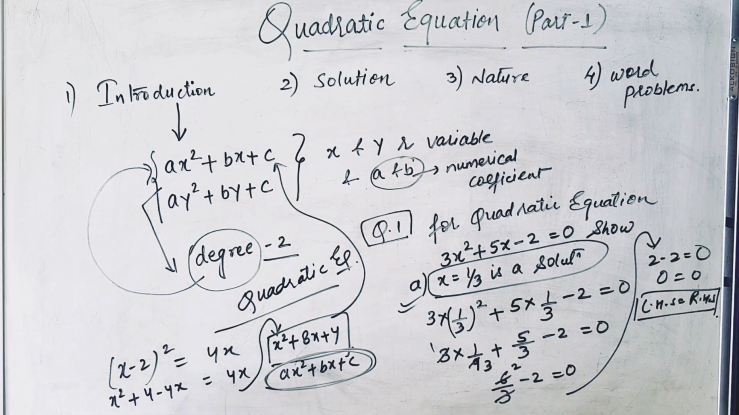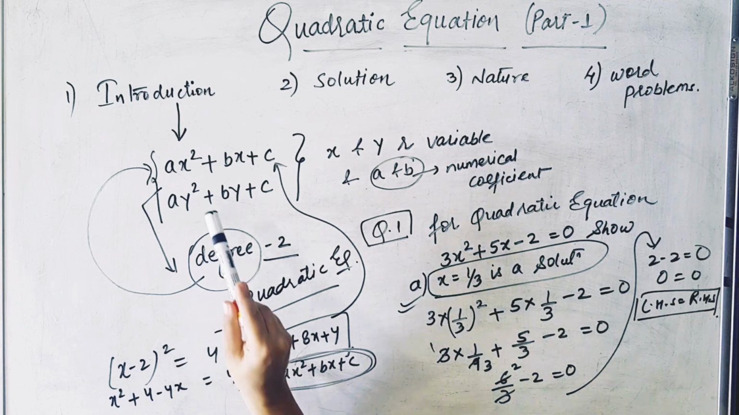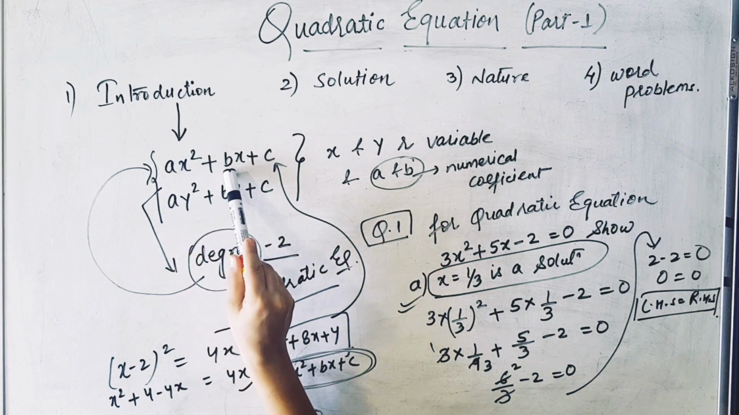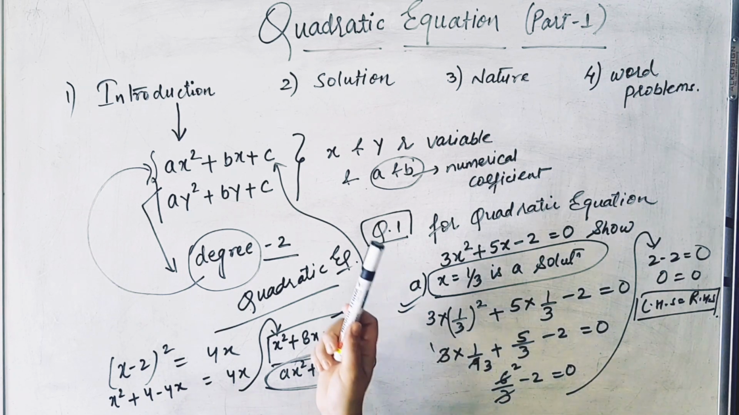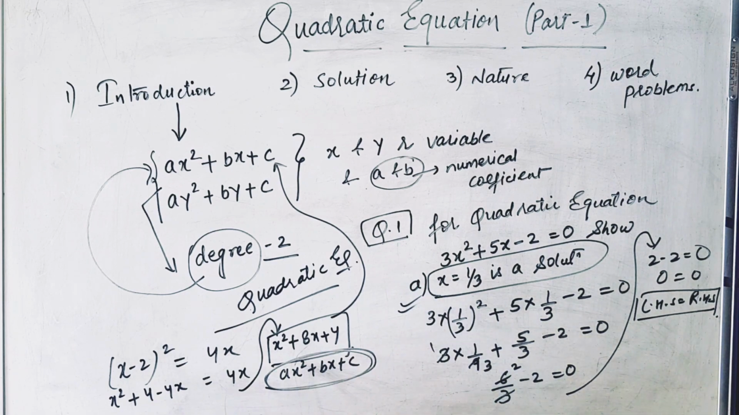So in this introduction part, what we have covered is how to identify that a given equation is a quadratic equation, if that equation can be expressed in this form. And then we have seen how certain values are a solution of the quadratic equation. If LHS comes to be equal to RHS, then it is a solution of the quadratic equation. Now we'll see how to solve these quadratic equations.